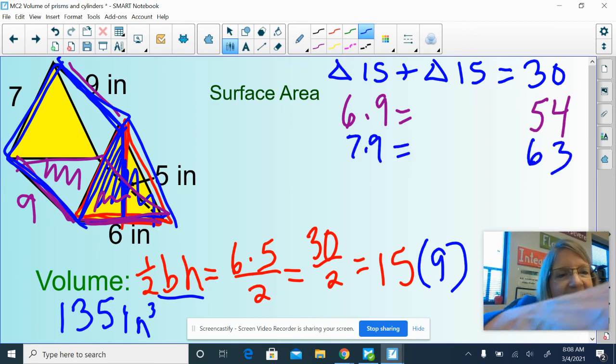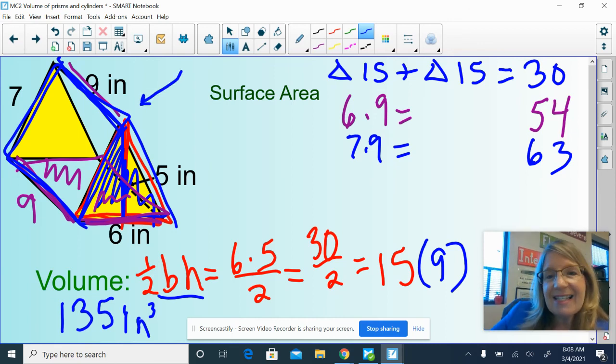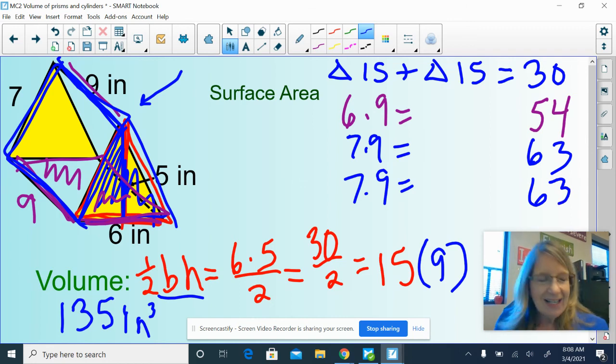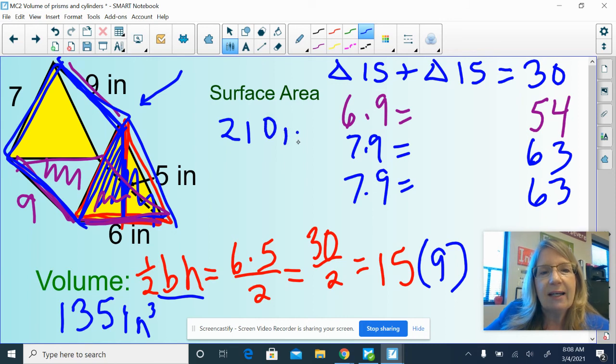But we have the back. The back that we can't see is also 63. So let's add those together real quickly and then we'll be done, guys. 30 plus 54 plus 63 plus 63, 210. So the surface area is 210 inches squared. And that would be how much wrapping paper we'd need to wrap the whole thing.